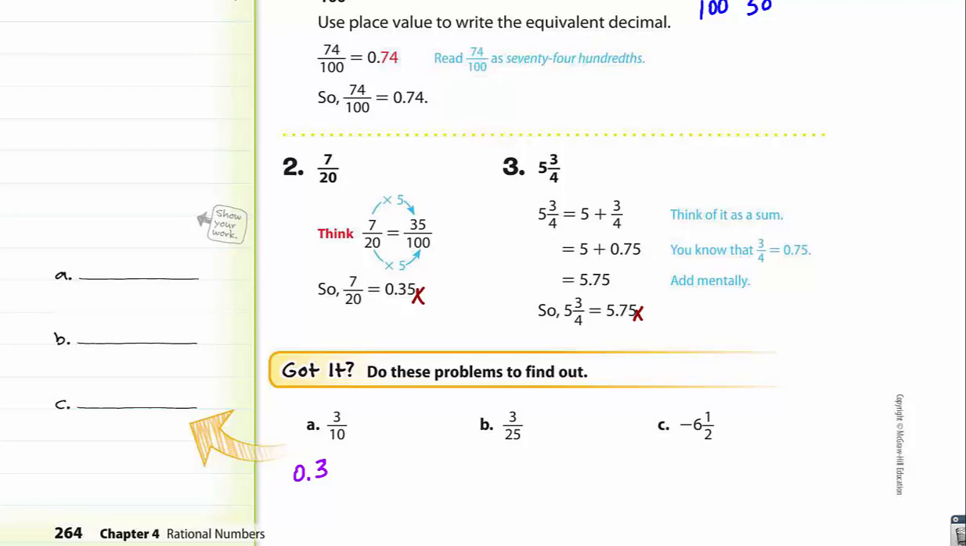So our answer is right there, 3/10. 3/25. So you've got 3 over 25. Can that go into 10 evenly? No. Can it go into 100 evenly? You bet. 25 times 4 makes 100. So 3 times 4 is 12. And so we've got 12 100ths.